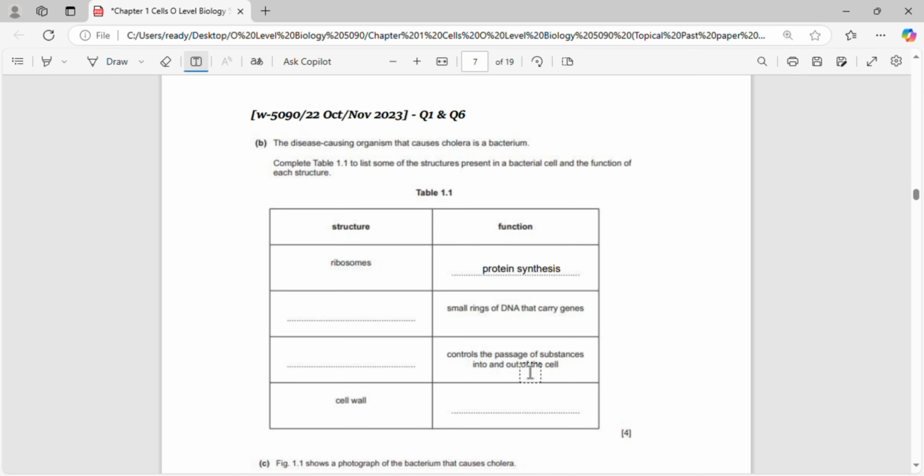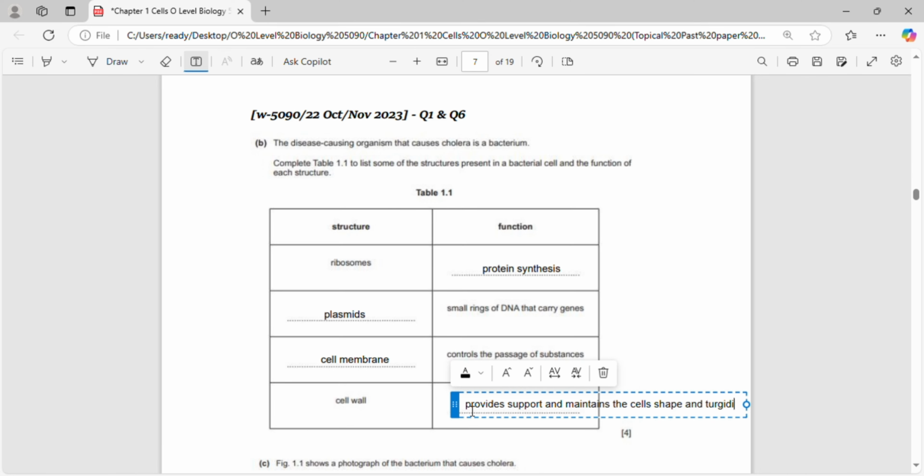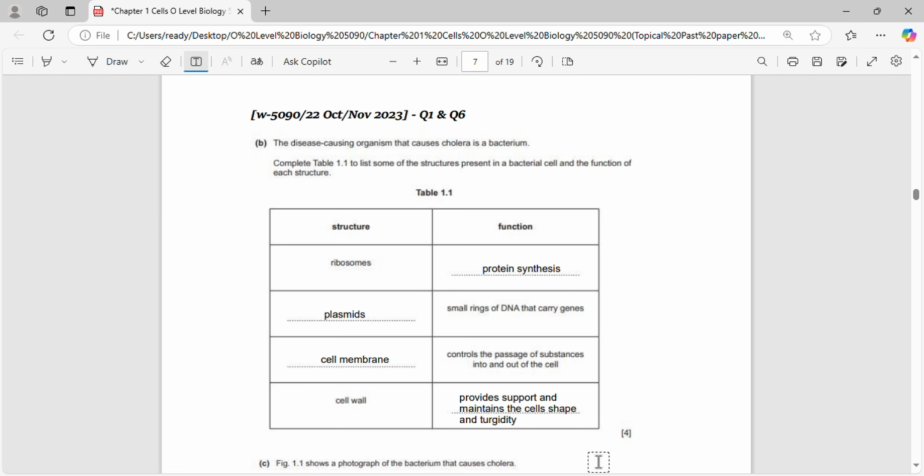Next, the function of small, circular DNA that carries genes is given, and the structure associated with this is plasmids. The following function mentioned is controlling the passage of substances into and out of the cell, which corresponds to the cell membrane. Finally, the question asks about the function of the cell wall. We can state that the cell wall provides support, maintains the cell's shape, and ensures turgidity.